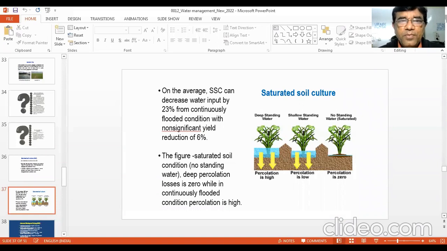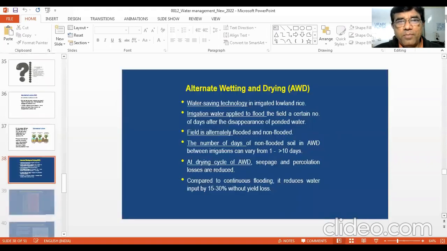On average, saturated soil culture can decrease water input by 23% from continuously flooded condition with non-significant yield reduction. Here, if you go for saturated soil culture, you need to apply frequent irrigation, but water saving can be achieved. In the figure, with saturated soil condition, there is no standing water and deep percolation loss is zero, while in continuously flooded condition, percolation is high. So the higher the depth of ponded water, the higher the percolation losses.